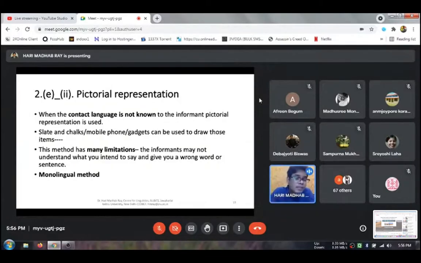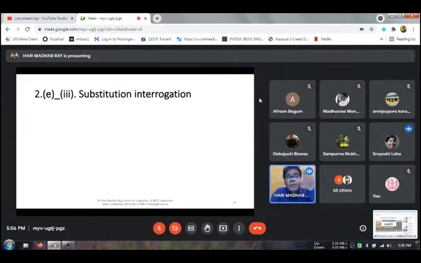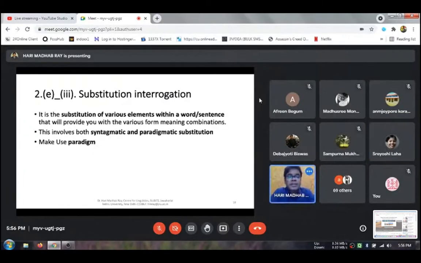So the monolingual method is very good, but at the same time time-consuming. Many people do not have enough time. And now, in interrogation, we talked about substitution interrogation. So what is the substitution interrogation? It is the substitution of various elements within a word or sentence, that will provide you with various form-meaning combinations. So this involves both syntagmatic and paradigmatic substitution.